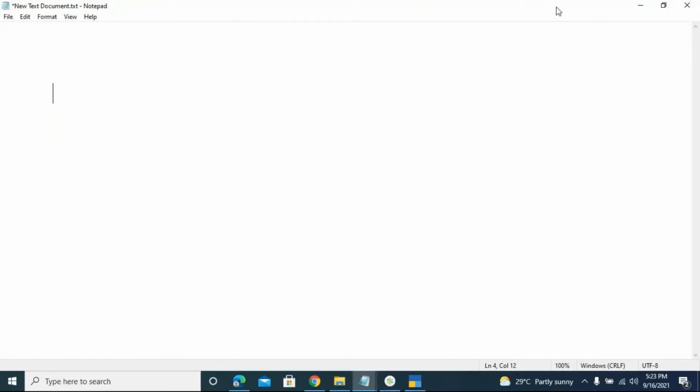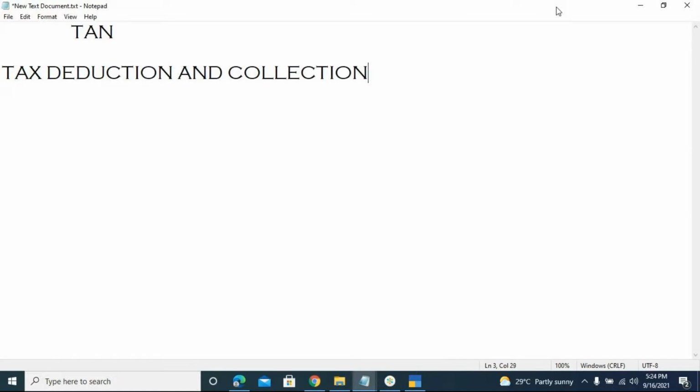So we have here TAN. So first of all, TAN stands for what? TAN stands for tax deduction and collection account number. Okay. Now, TAN for tax deduction and the collection account number.